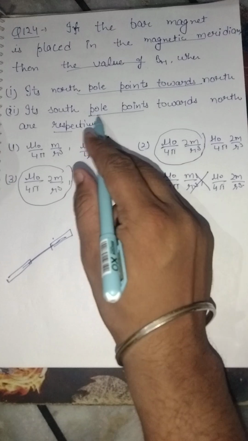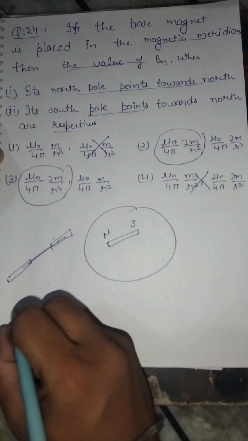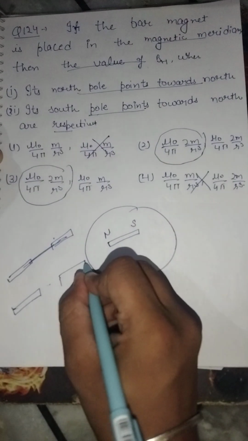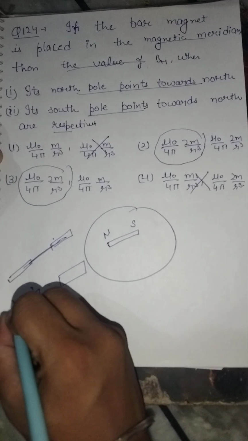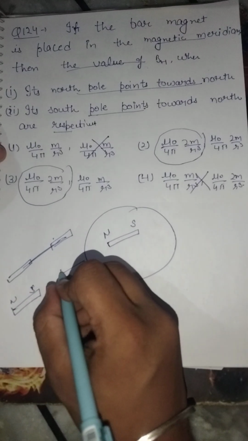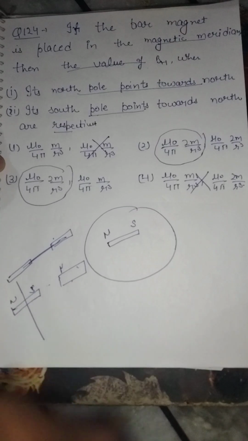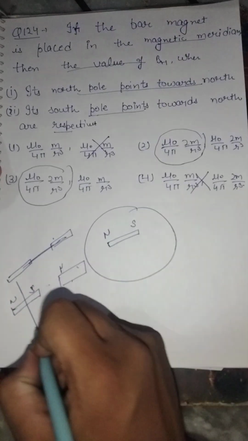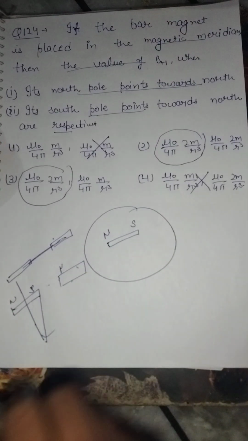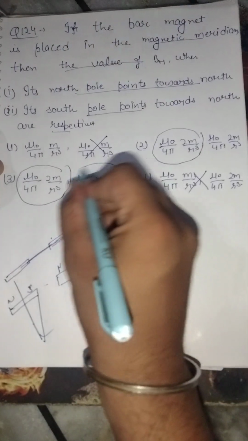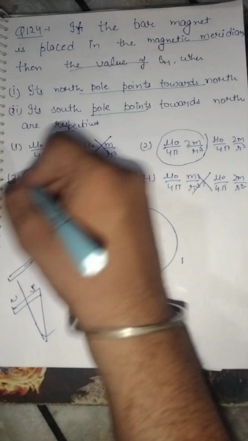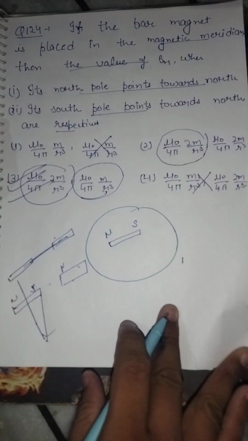Next is, if the south pole is toward north, so in this, when the magnetic meridian lies in the perpendicular direction, so at the equatorial position B is equal to mu naught by 4 pi into m by r cube. So our option 3 is correct.